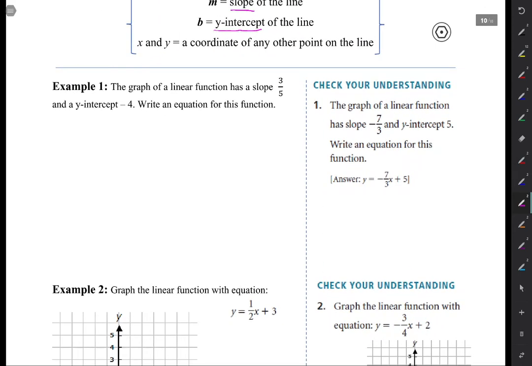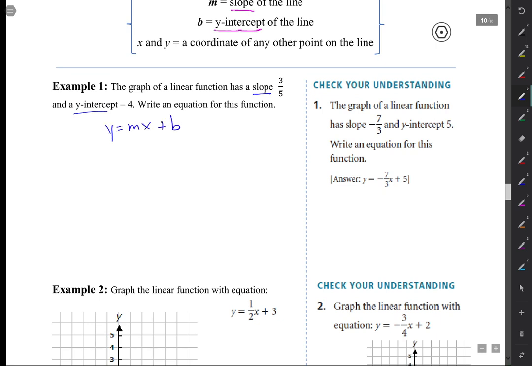Example 1, the graph of a linear function has a slope of 3 over 5 and a y-intercept of -4. Write an equation for this function. So you'll look at this and you'll be like, cool, they gave me a slope and they gave me the y-intercept. So I am going to use slope-intercept form, which I know is y is equal to mx plus b. And yes, you'll be given a formula sheet with these formulas.